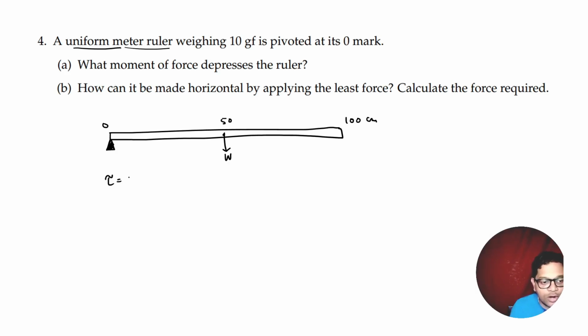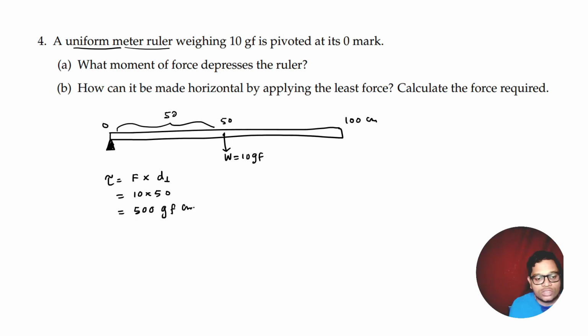Moment of force is the product of force into the perpendicular distance. We know that the force is the weight of the scale, which is given to be 10 gram force, multiplied by the perpendicular distance from the point where the fulcrum is to where the weight is acting. This distance is 50 centimeters. So this is 500 gram force centimeter, and it is clockwise, because it is going to turn the scale in the clockwise direction. Fine. Okay, what is the second point?